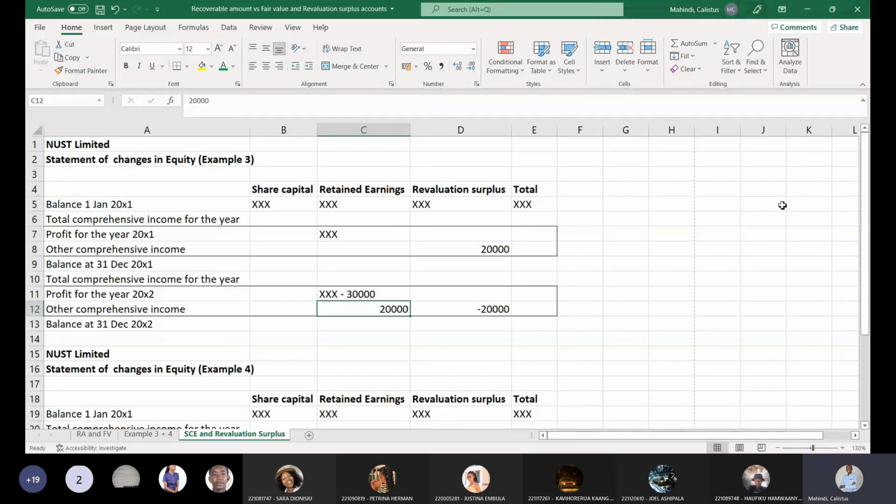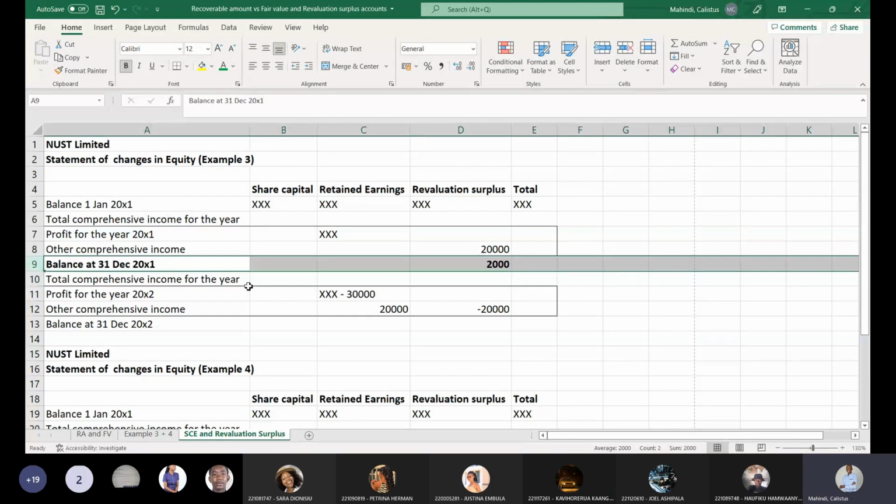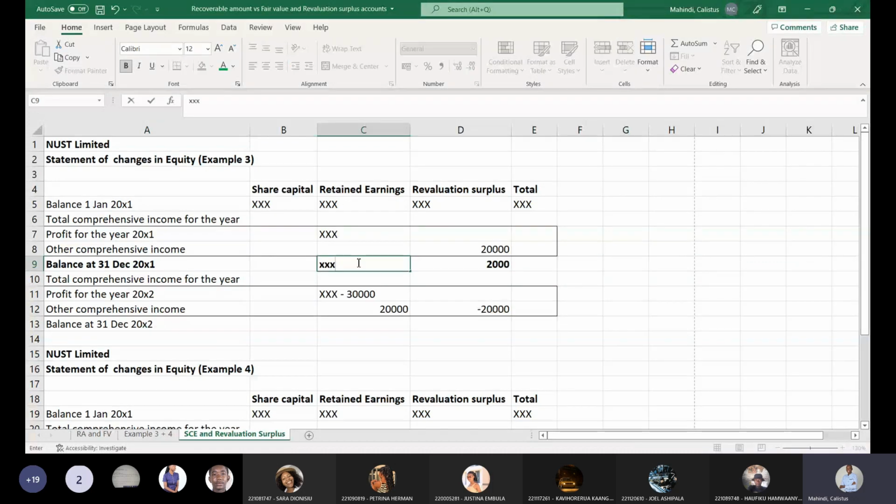Yes. So what we are saying is that in 20X2, there was already a balance. Let me just make this bold. I don't know how much the profit was. I don't know how much the share capital was. But we had a balance in the revaluation surplus. That was the 20,000. Now we are saying in 20X2, we have a revaluation expense.